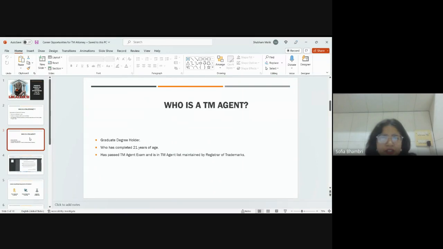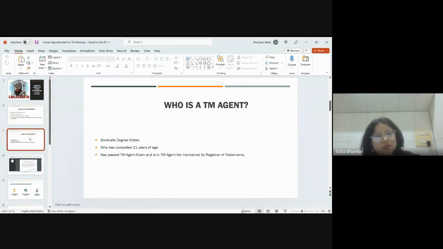Qualifications for a TM agent are given under the law. They are given under the Trademark Rules, and he or she is someone who is a graduate degree holder, has completed 21 years of age, has passed the TM agent exam, and is in the TM agent list maintained by the Registrar of Trademarks. There is a particular exam conducted by the trademark registry, and that exam needs to be cleared by people who are not TM attorneys, who are not qualified to be TM attorneys. I hope you're getting what I'm saying, right?